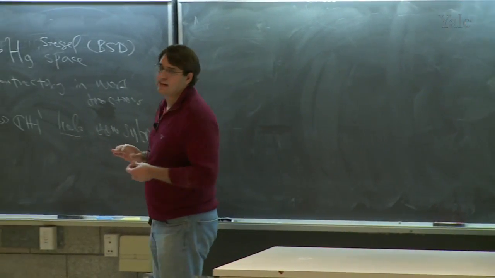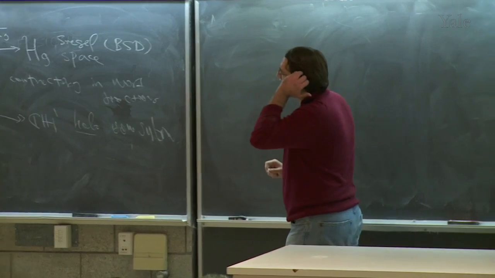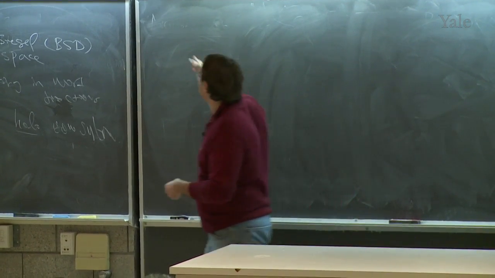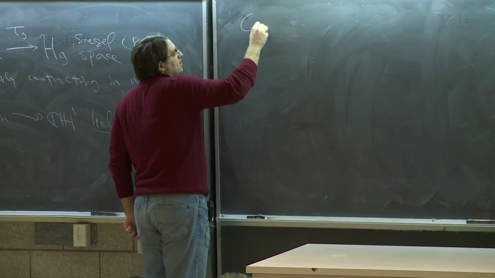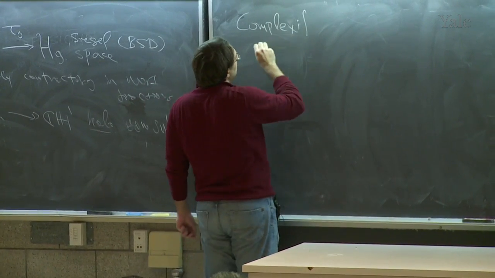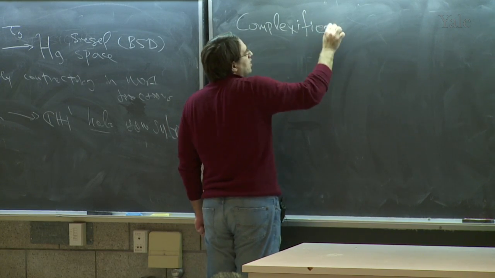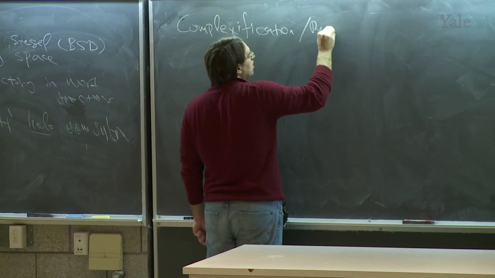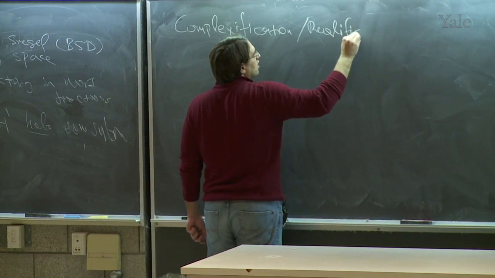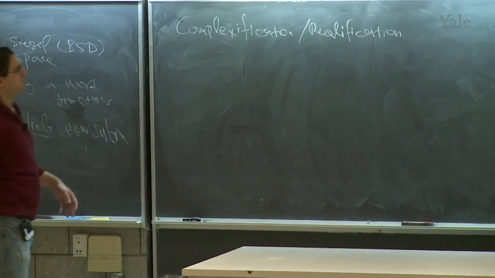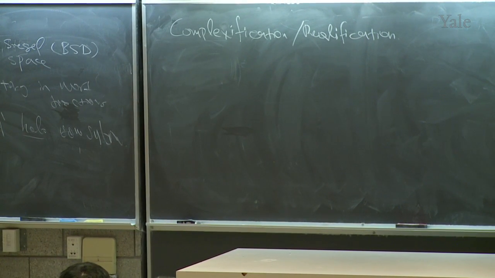So although technically the proofs for theorem 1 and theorem 2 prime are very different, they both use one common idea, which is that of complexification and realification. That is, in the first theorem, we'll try to complexify, and in theorem 2 prime, we'll try to do the opposite.